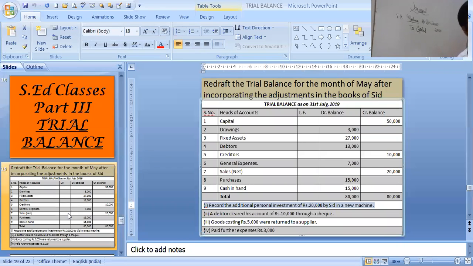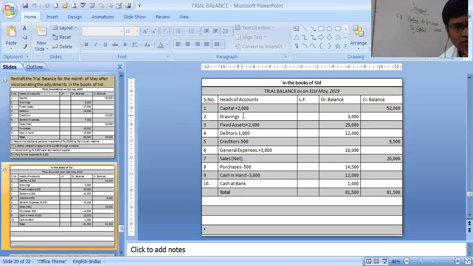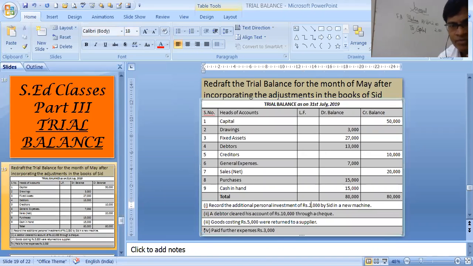Any problem? Okay. So it has increased my fixed asset as well as it has increased my capital. So my capital will also increase and my fixed asset also will increase. So let's see the new trial balance. Oh, it is 2,000 given. Anyhow, it is perhaps 2,000, not 20,000. So 2,000 my capital has increased and 2,000 this one has increased.